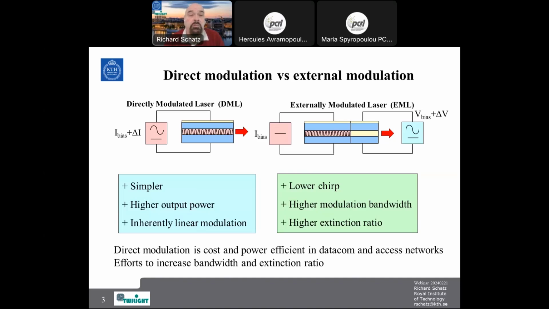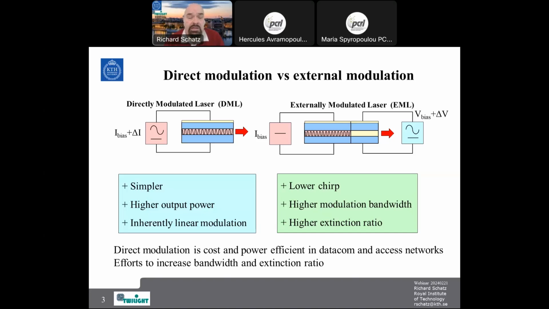So first of all, why DMLs? Well, you can either modulate the laser by changing the current to the laser, or you can modulate the laser by having an additional section of a laser called an electro-absorption modulator, where you can modulate the light. In that case, the light from the laser is constantly on, and then you shut it on and off with the modulator. They have different advantages.